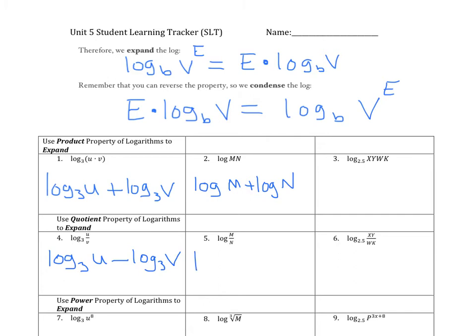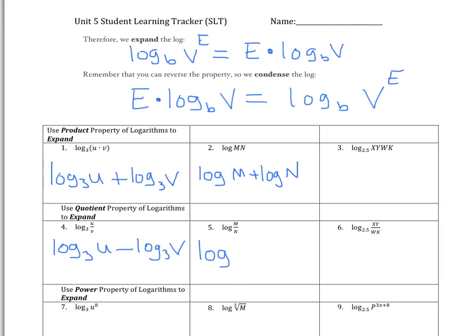Okay, so we're dividing m and n. We know that this is log base 10, we just don't write it. It's really kind of there, it's just invisible, of m minus the log of n. And then you're going to go ahead and try number 6 at home tonight on your own.